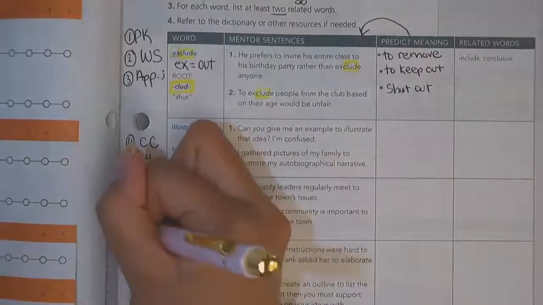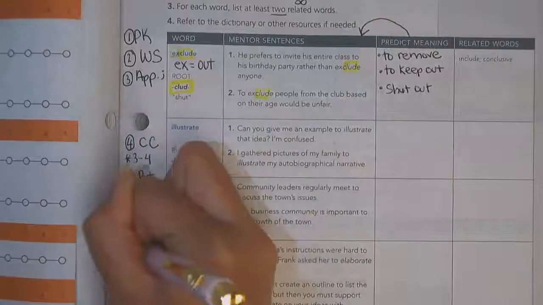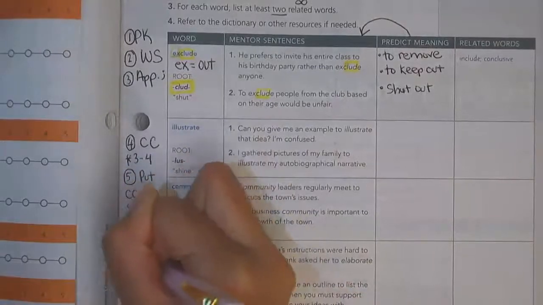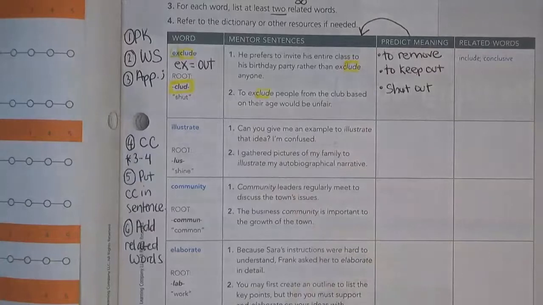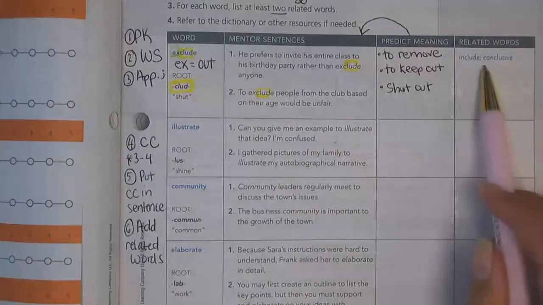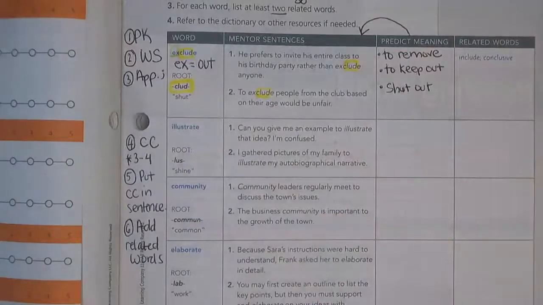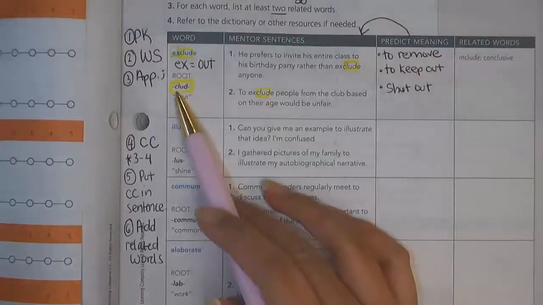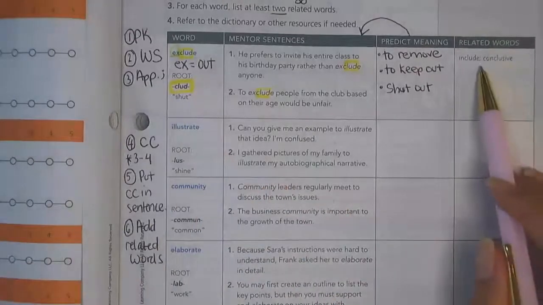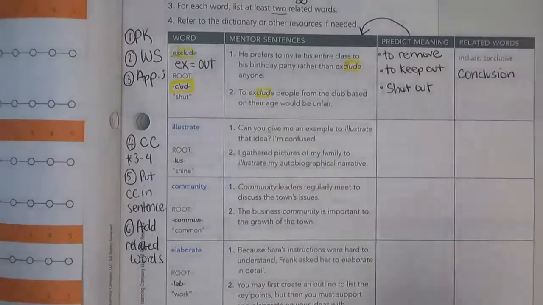We're all good. Step 6 says, add related words. That's this last box here. Now we need to think about words that have this same root in it. So remember, you can look these words up in the dictionary. You can look them up in a thesaurus if you're not sure. Or you can just think from your own prior knowledge about other words that have this root in it, C-L-U-D. They give you some examples here. I have one more: conclusion. I just looked that one up.